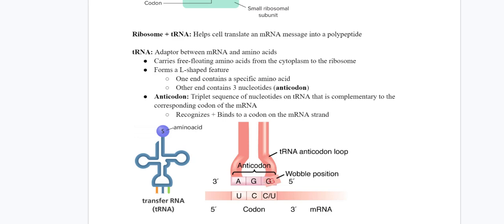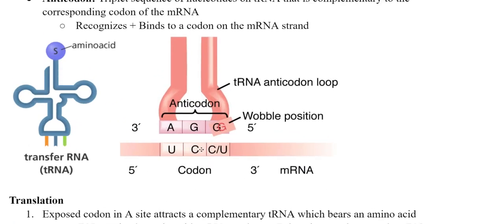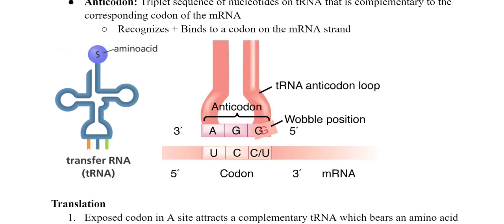anticodons. Now, what is an anticodon? We learned about what a codon is, right? So an anticodon is a triplet sequence of nucleotides on tRNA that is complementary to the corresponding codon of the mRNA. So complicated. More to explain, right? So a codon, imagine the codon is U, C, and C. Anyways, imagine this codon is U, C, and C.